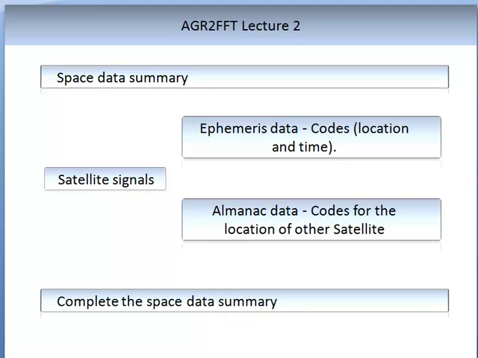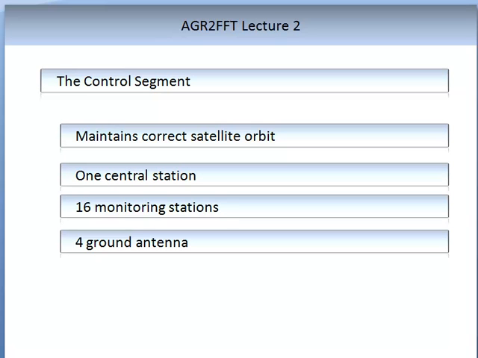This is why the almanac data is important in the information processing, as well as the ephemeris data that gives the obviously needed codes for location and time. The second segment is the control segment, and this maintains correct satellite orbit. The components of this segment are 1 central station, 16 monitoring stations, and 4 ground antennae. All of these are needed to communicate the information correctly.